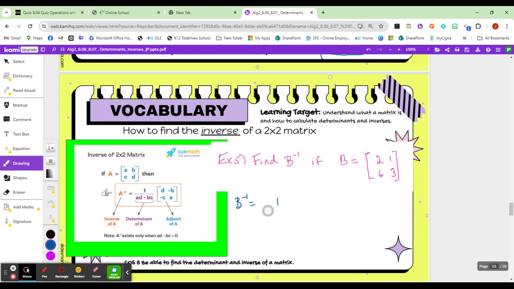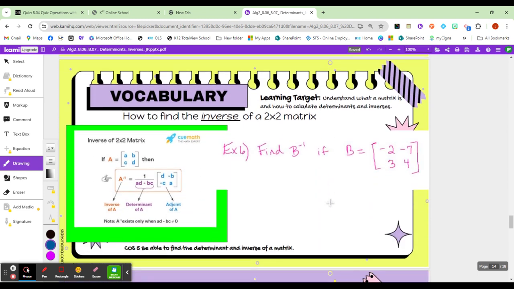So that's going to be 1 over 2 times 3 is 6 minus 1 times 6 is 6. And I can stop here because I'm going to end up getting a 0 on the bottom. And down here it says, note that the inverse of A exists only when AD minus BC does not equal 0. So if you get a 0 in the bottom, 1 over 0, we know we can't divide by 0. So in this problem, the inverse of B is what we call undefined. That's only going to happen when you get a 0 on the bottom there, because we can't divide by 0.